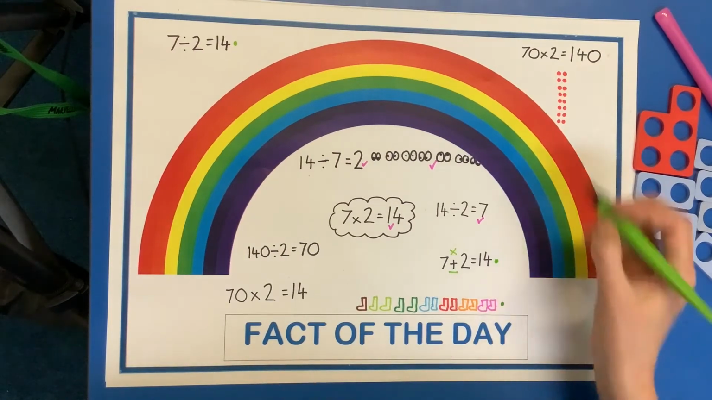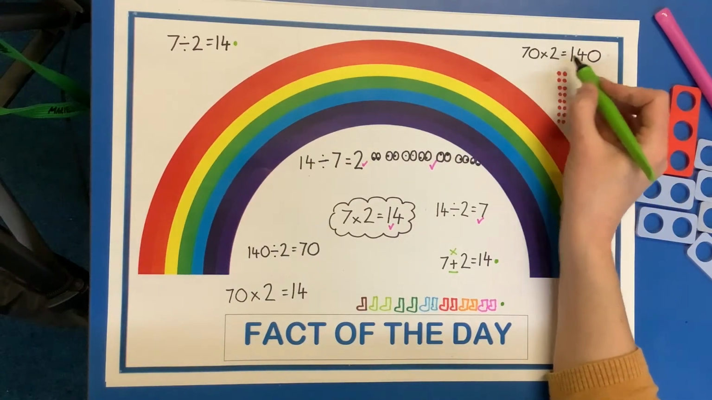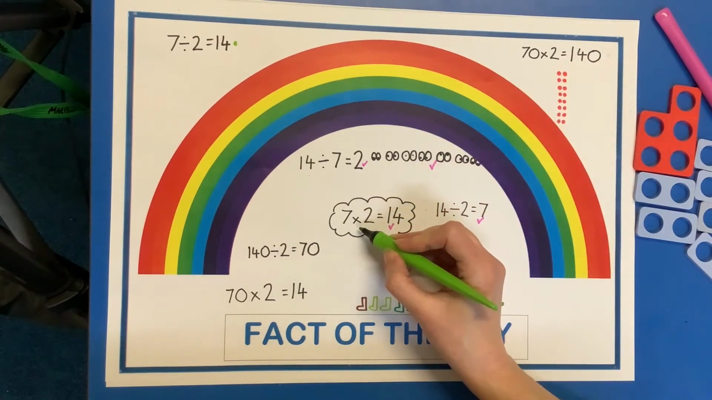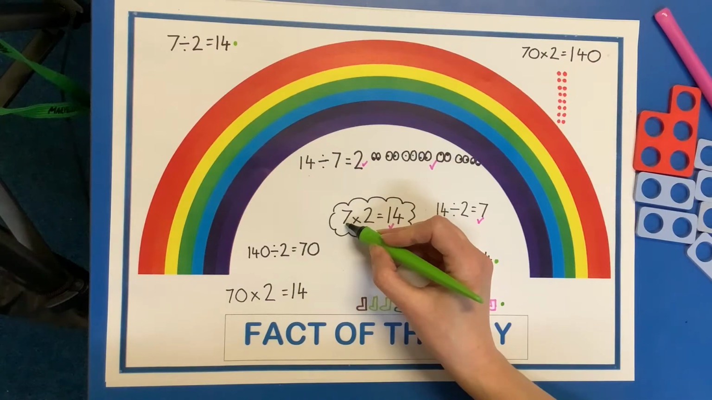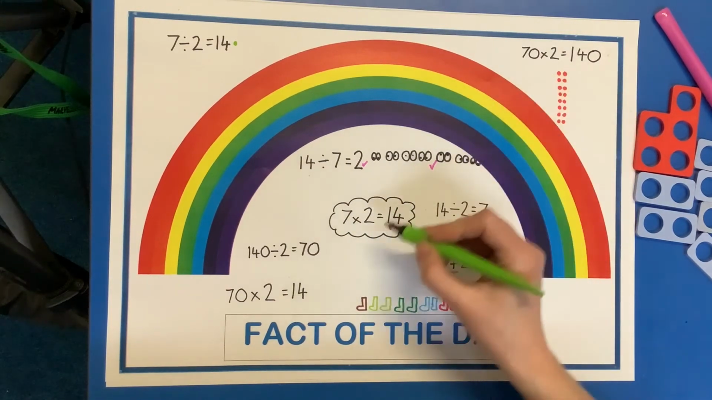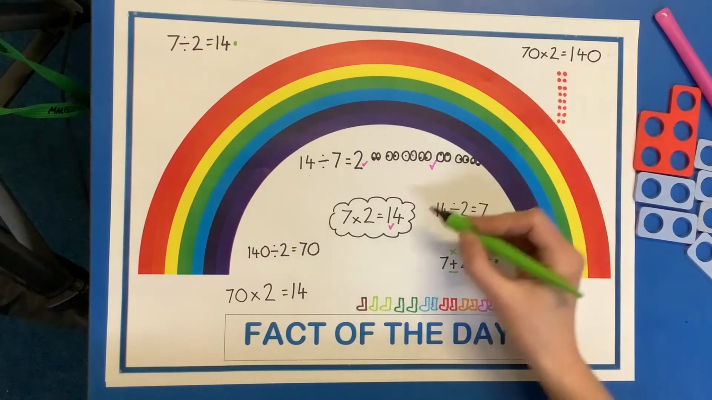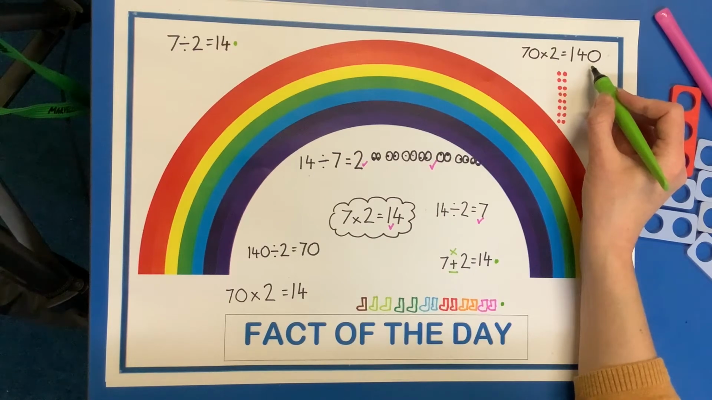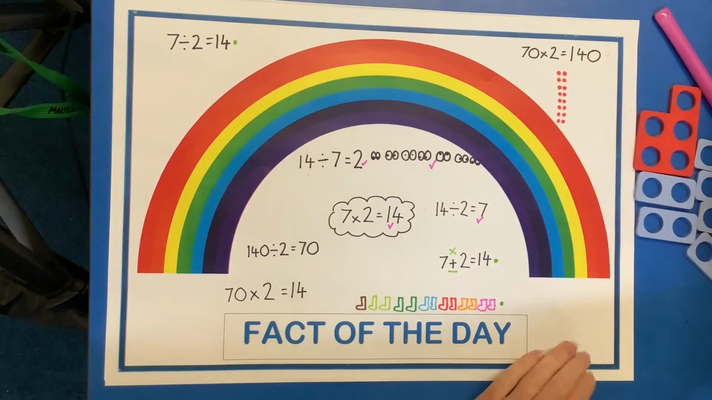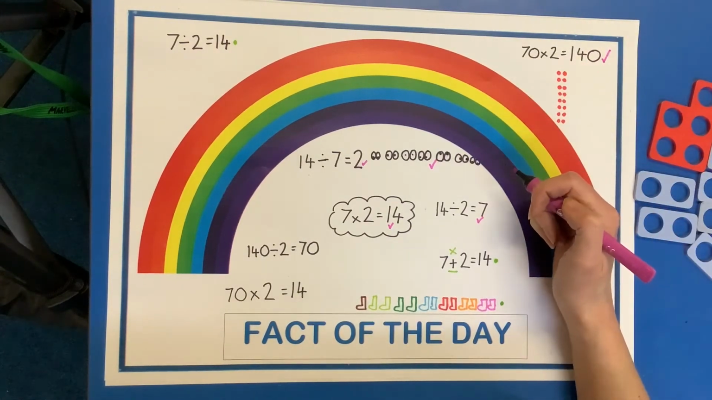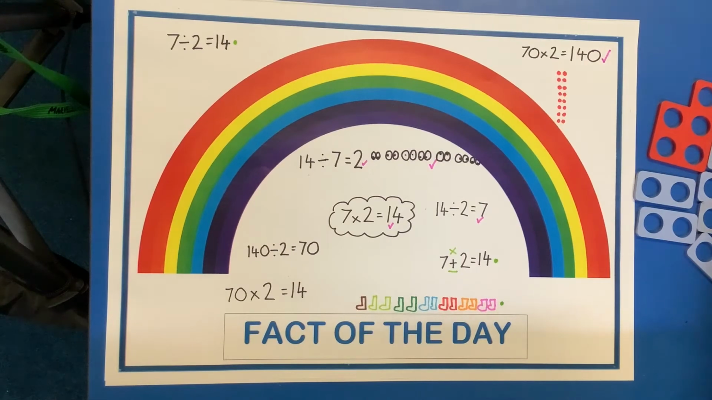Okay, now 70 times 2 equals 140. Let's go back to our fact in the middle. Now, I've timesed 7 by 10 to get 70. I've kept the 2 the same, so my answer 14 is also going to be 10 times bigger. That's our place value learning, isn't it? So 70 times 2, that is true. I'm going to give that a tick. So that's a truth. Now let's check this one.